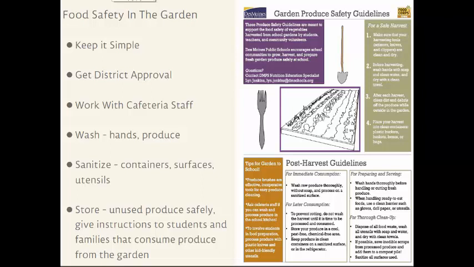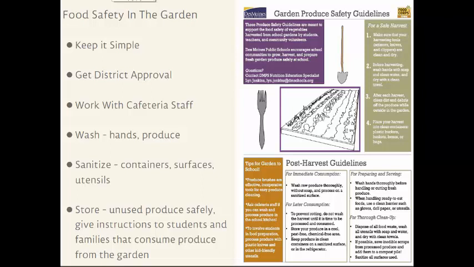And maybe they're not able to facilitate the process from a district level at this point, but when you have point people and human resources and individual schools having something like this where everyone can follow the rules and feel confident in the process, it's really important. Again, working with cafeteria staff: always wash your hands and produce, always make sure kids are washing their hands, and sanitize containers and surfaces. Schools will typically have their own supplies for that, and store unused produce safely.